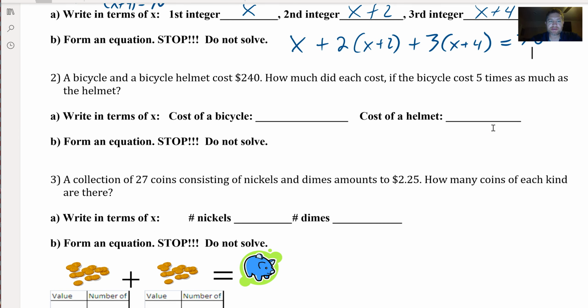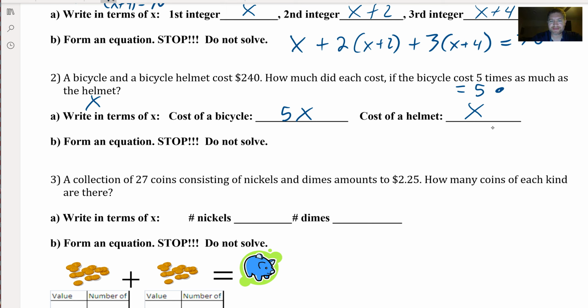All right, let's try the next one now. It says a bicycle and a bicycle helmet cost $240. How much did each cost? If the bicycle cost, there it is again, the bicycle is our translation. So the bicycle cost 5 times as much as the helmet. So we call the helmet h. And like I said, writing in terms of x, this is where we want to always start. So since I said x, we got to replace our h with an x, which would mean the helmet is x and the bicycle is 5x.